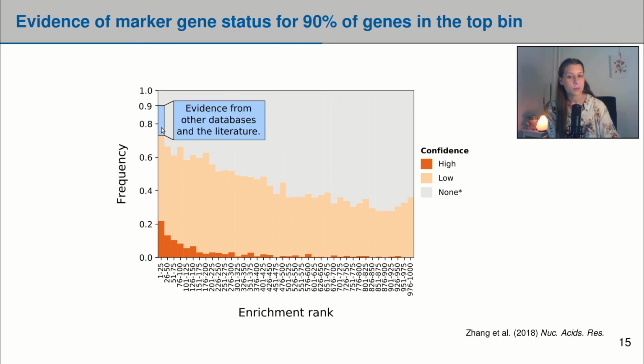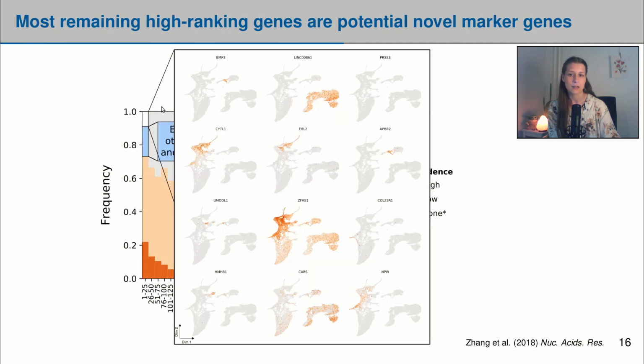When I evaluate the remaining 27% of genes further, I find evidence of marker gene status from either other databases like GeneVisible or the literature for another 17% of genes, increasing the total percentage of genes for which evidence of marker gene status was found to 90%. Then here, I show the expression profile of genes with a rank between 1 and 10 in the remaining 10% of genes in the top bin. From this, I hope you can appreciate that many of these genes seem to have neighborhood-specific enrichment of expression and are therefore potential novel marker genes.